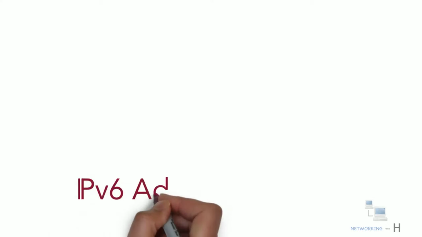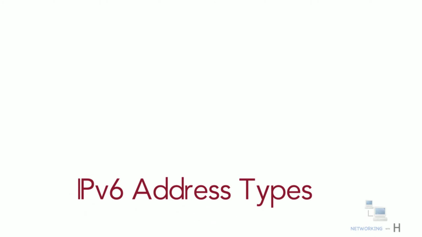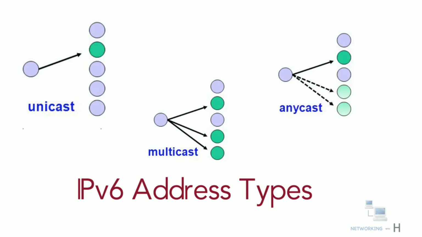Hello everyone. In this session of CCNA series, I'll discuss different types of IPv6 address. There are three major categories of IPv6 address: unicast, multicast, and anycast. If you remember, the types of network communication in IPv4 are unicast, multicast, and broadcast. So there is no broadcast in IPv6.